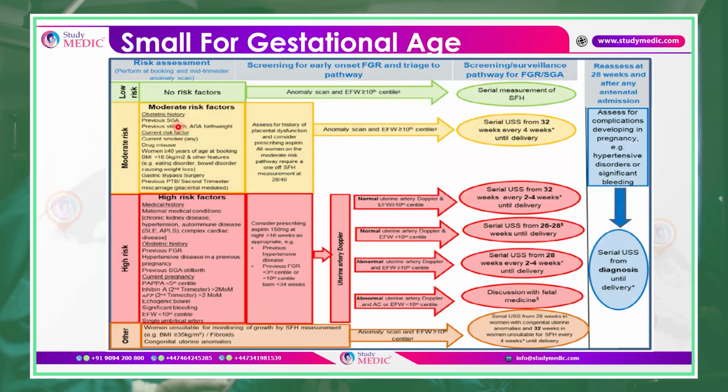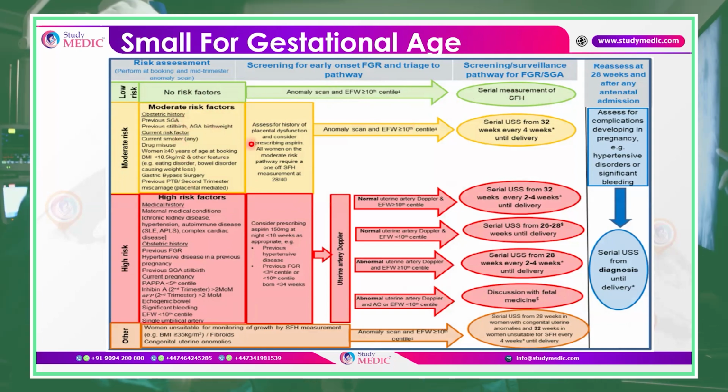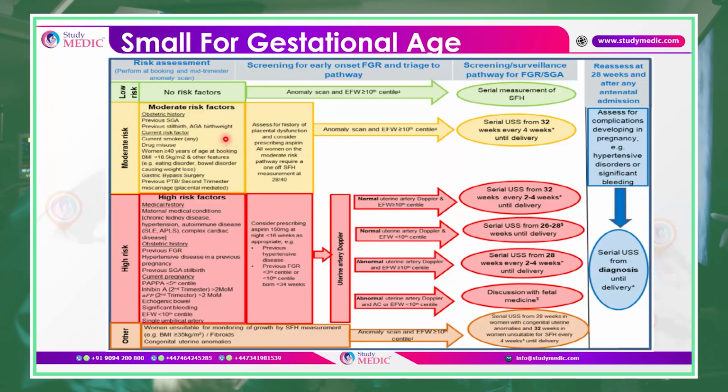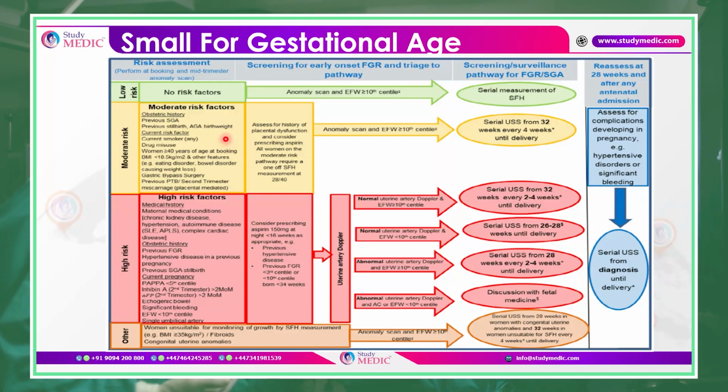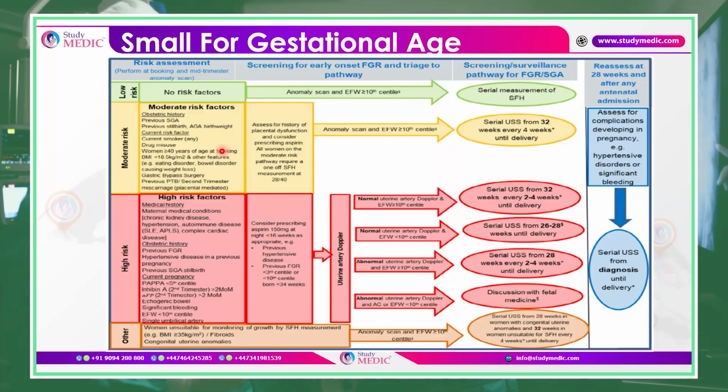Then moderate risk factors are there, which can be obstetric history, previous SGA, previous stillbirth. Current risk factors can be there, like in the mother, if they are smoker, drug misuse, age is more than 40 years, BMI less than 18, or gastric bypass surgery, previous preterm birth, second trimester losses. So all these are the moderate risk factors which we assessed.